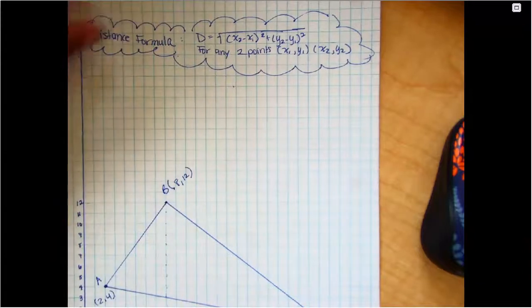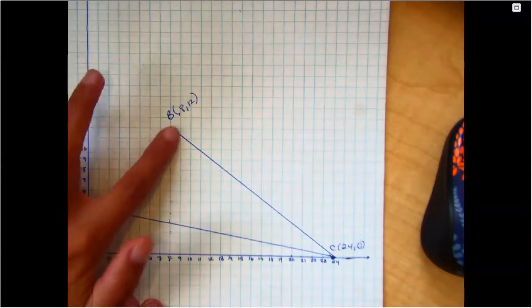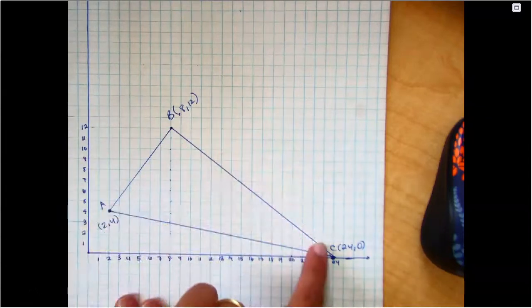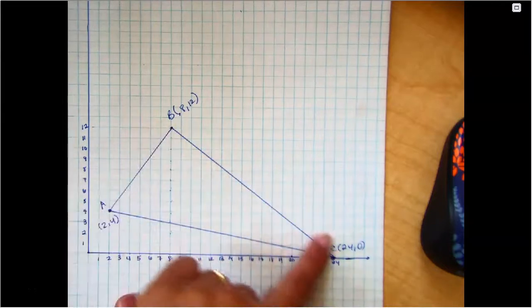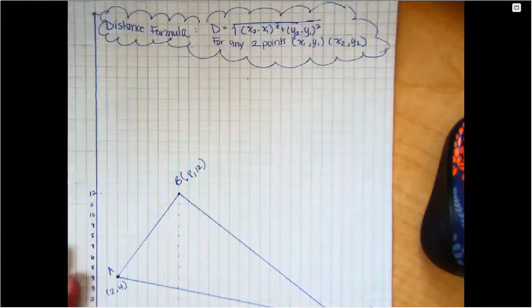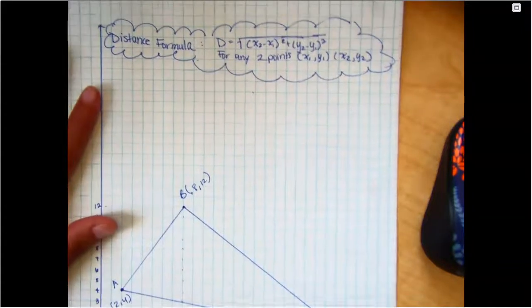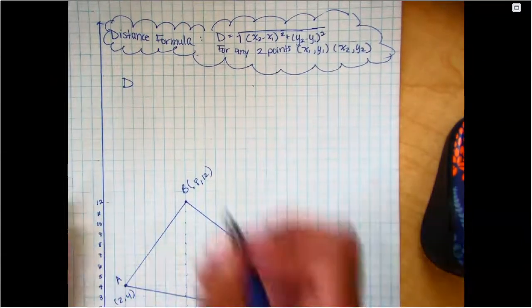So let's get started. To find perimeter, we need to find the lengths AB, the length BC, and the length of CA, right? We need to find all of those lengths, and then we add them all up. That gives me the perimeter. So I'm going to go ahead and do my work up here. So let's start with the distance from A to B.